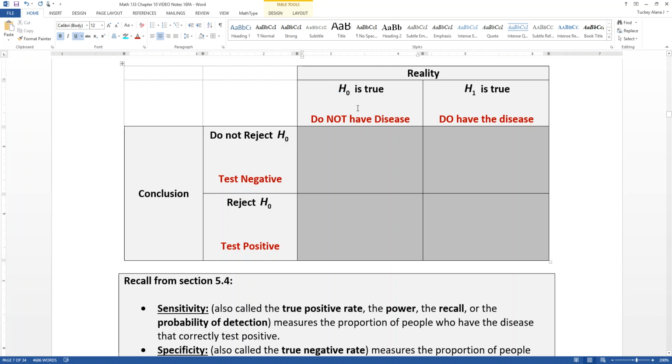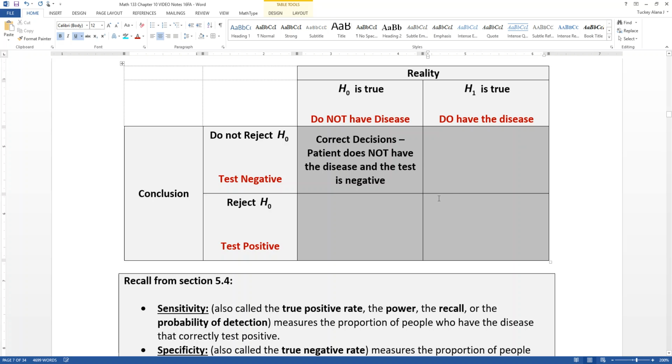Okay, so here, the null hypothesis is true. You don't have this rare disease, and the test is negative. So that's a correct decision, right? So correct decision. Patient does not have the disease, and the test is negative. Yay. I mean, that's what we want. We want people to not be told they're sick if they're not.